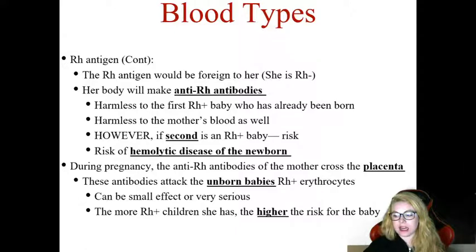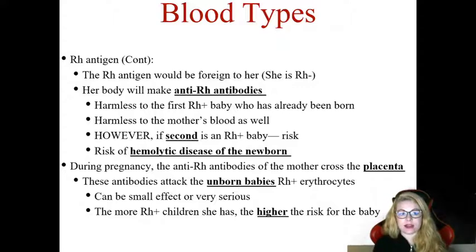So the Rh antigen would be foreign to the mother in this case, because she's Rh negative. Her body has never been exposed to the Rh positive antigen, so her body will therefore make anti-Rh antibodies. And this is actually harmless for the first baby that she has. If it's her first pregnancy and she's Rh negative and her baby comes out Rh positive, it doesn't make a difference. That baby and mom will be healthy at that point, and it's harmless to both mom and baby.